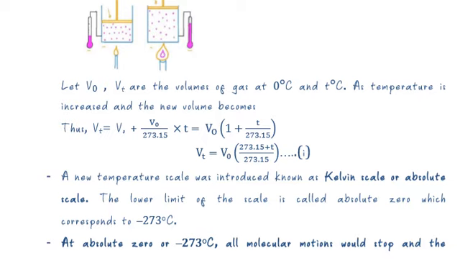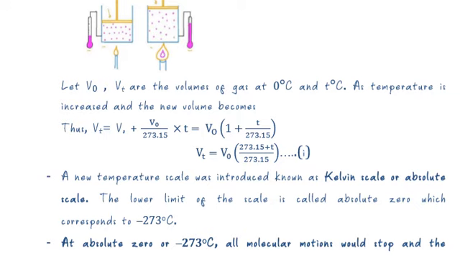Let V0 and Vt be the volumes of gas at 0 degrees Celsius and T degrees Celsius. As temperature is increased, the new volume becomes Vt = V0 + V0/273.15 × T = V0(1 + T/273.15), so Vt = V0 × (273.15 + T)/273.15. A new temperature scale was introduced, known as the Kelvin scale or absolute scale.